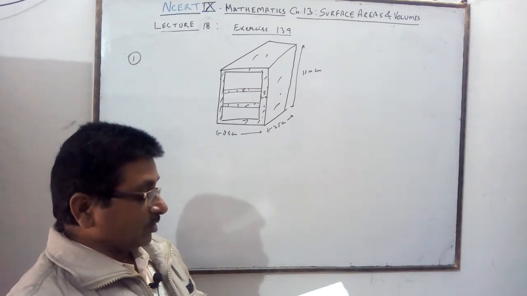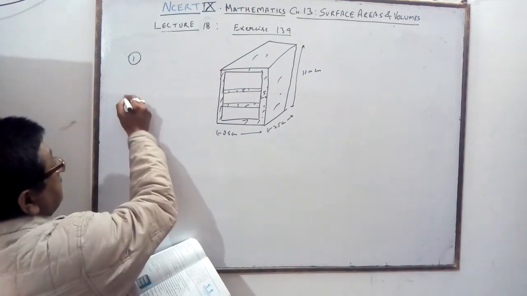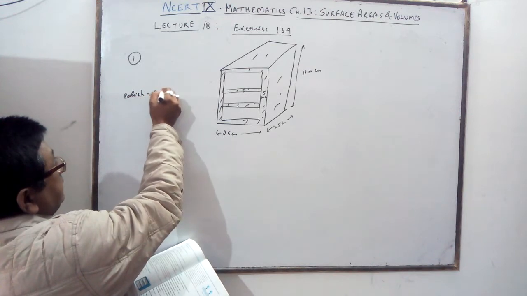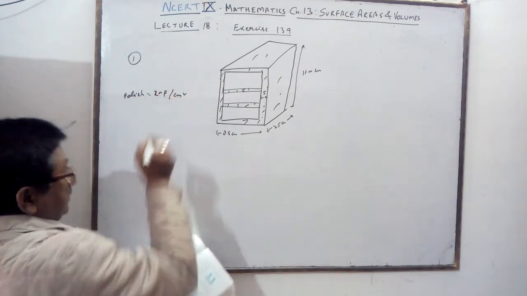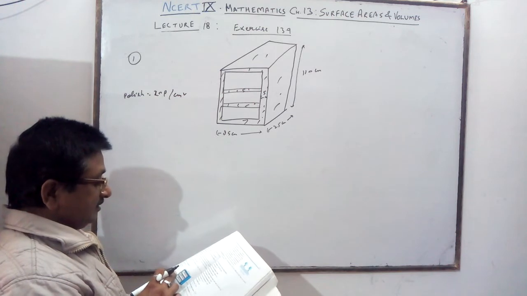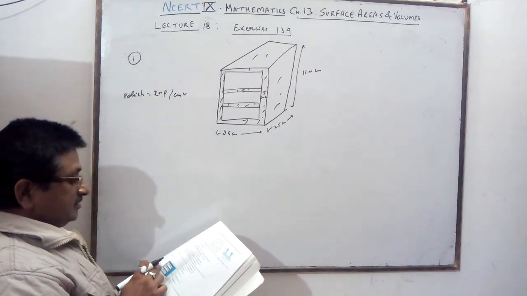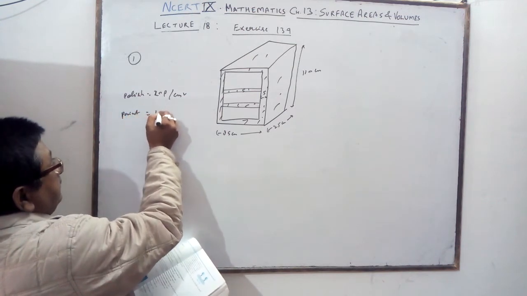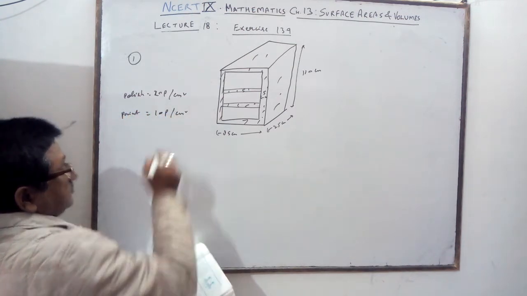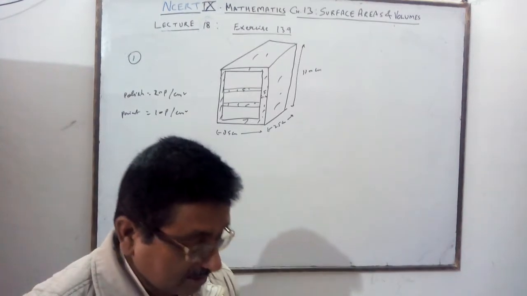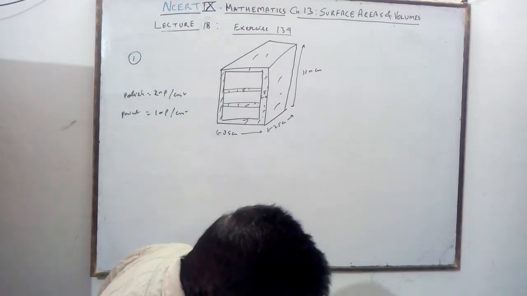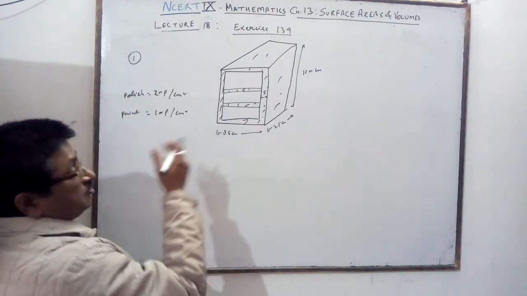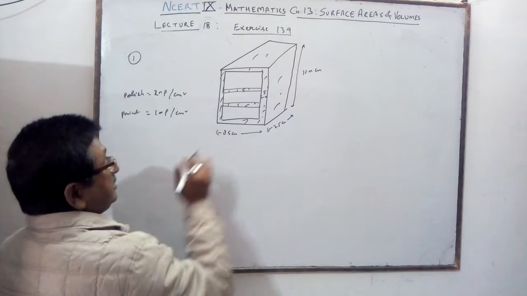The rate of polishing is 20 paise per centimeter square. It is for polishing the outer surface. And the paint is 10 paise per centimeter square. Your question is, how much cost will there be for painting and polishing both surfaces? So first you find out the outer TSA of this.